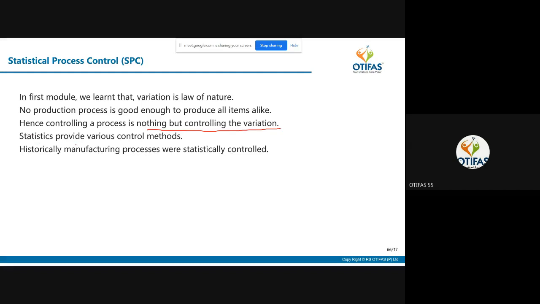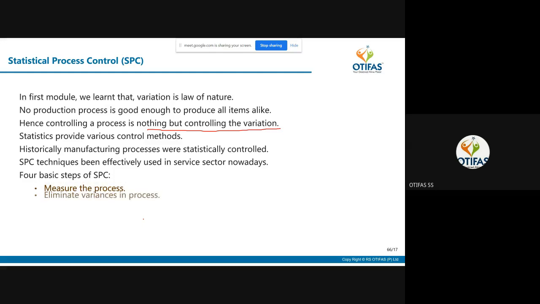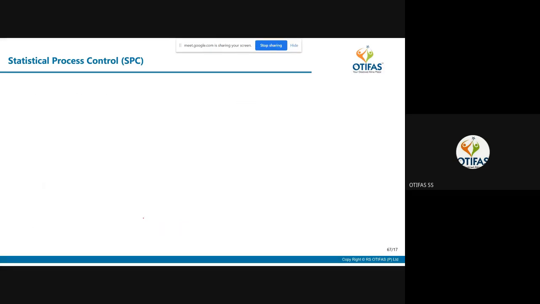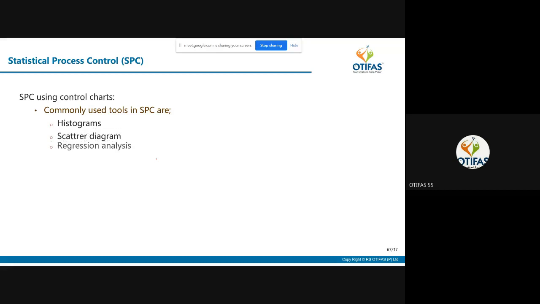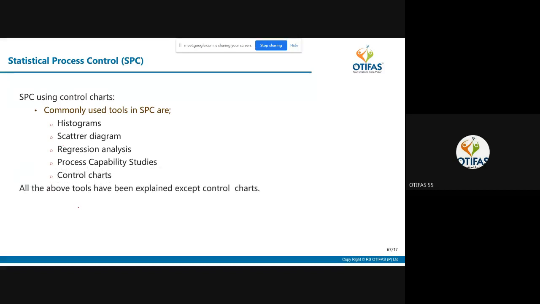There are many ways of controlling, like historically manufacturing versus statistically controlled. SPC techniques have been effectively used in the service sector also nowadays. The four basic steps of SPC are: measure the process, eliminate variance in the process, monitor the process, and improve the process to the target value. These are the steps for statistical process control. SPC uses control charts. Commonly used tools in SPC are histograms, scatter diagrams, regression analysis, process capability studies, and control charts. We have discussed all these things. Now only control charts remain. Every tool I have explained, except the control charts.